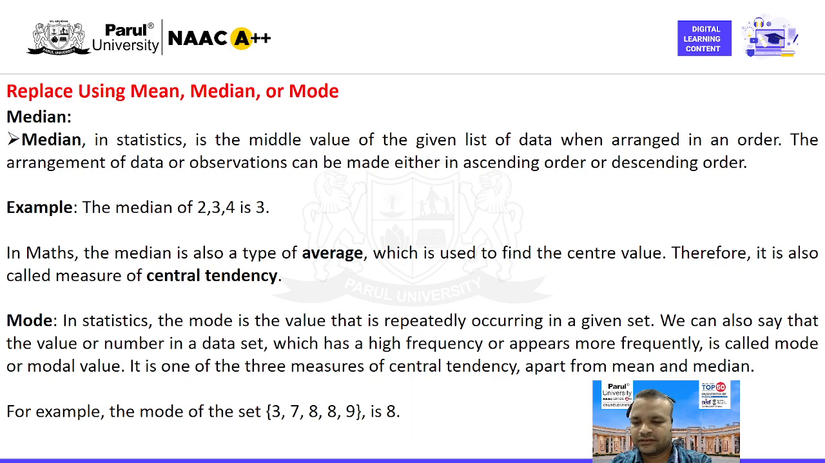For example, you can see here the set is having five values: 3, 7, 8, 8, 9. So 3 is a single element in this set. 7 is also a single element, but 8 is repeated two times in this set, and 9 appears only one time. Only 8 is repeated 2 times in the set. So you can say the mode of this set is 8.